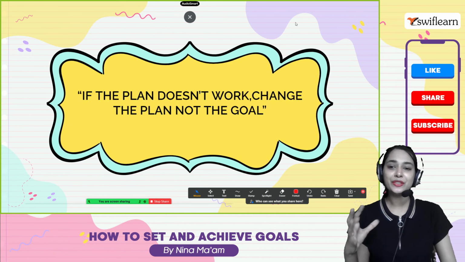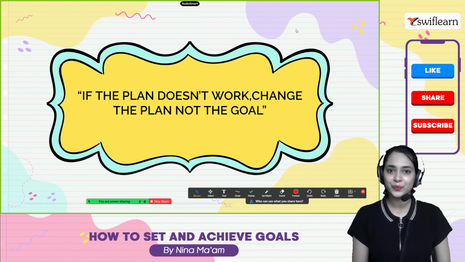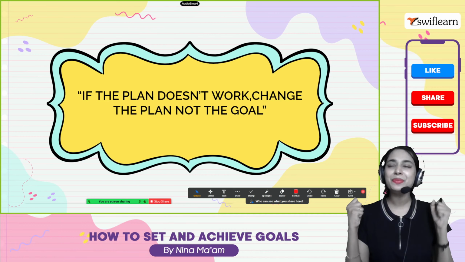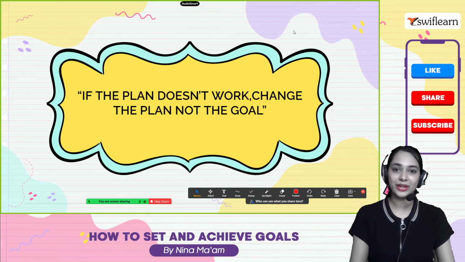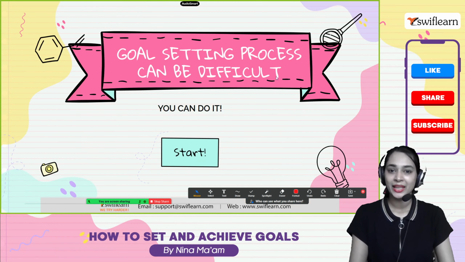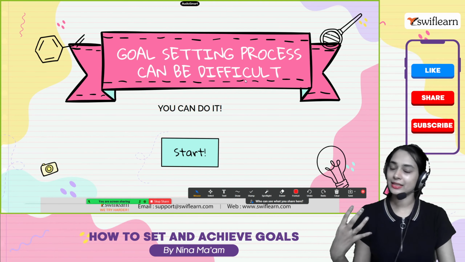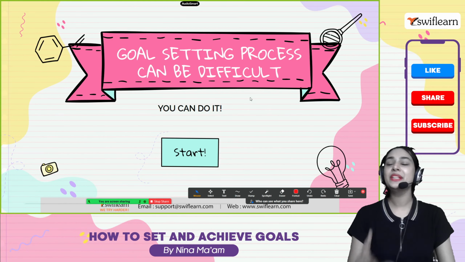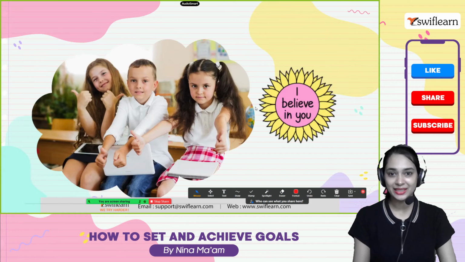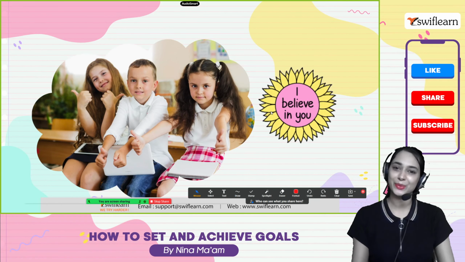So there is a beautiful quote. If the plan doesn't work, what will you do? Change the plan but not your goal. And please try hard and work for it. I'm pretty sure that you will attain it one day. The goal setting process can be a little bit difficult at times, but believe in yourself, you can do it. And I believe in you. So believe in yourself, you can do it.